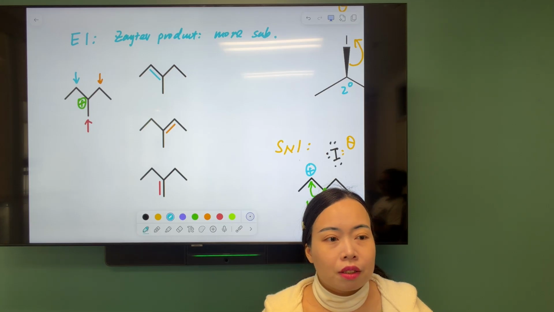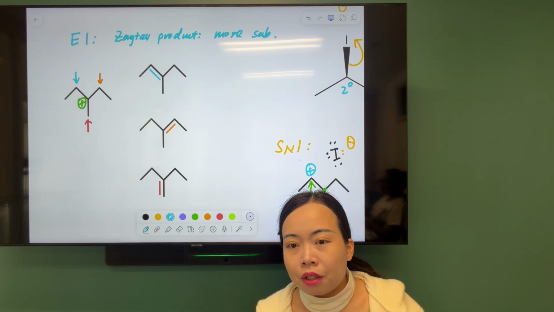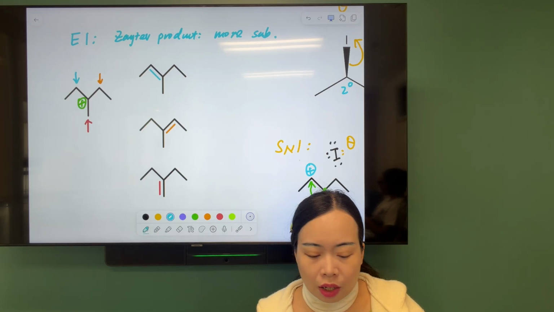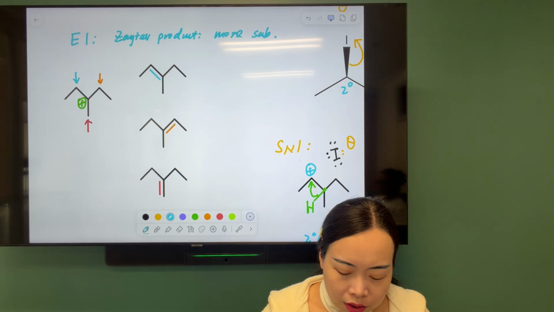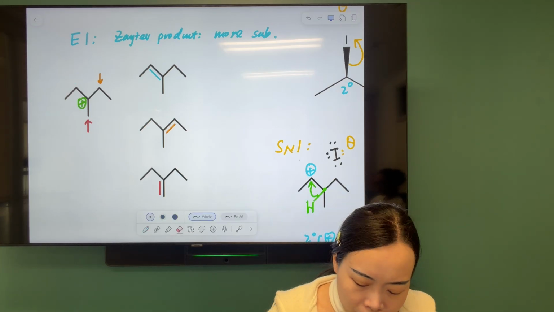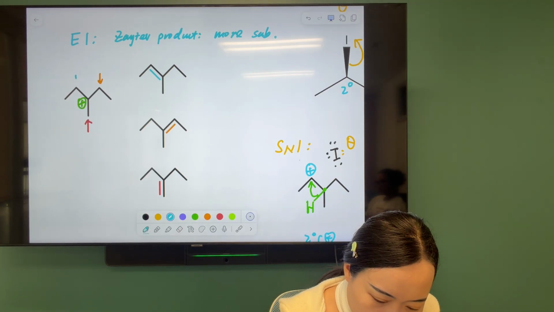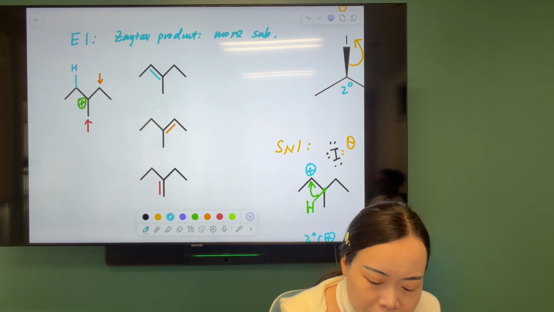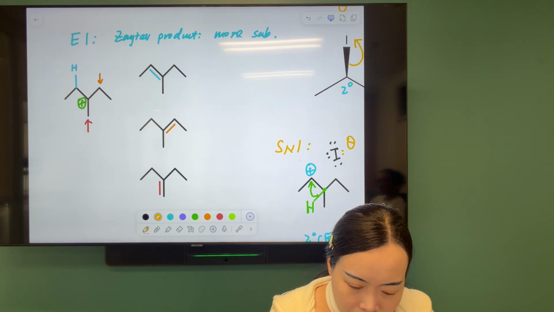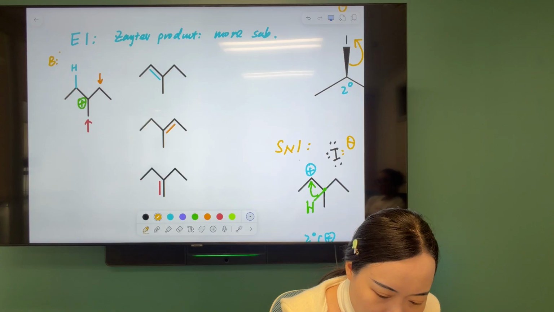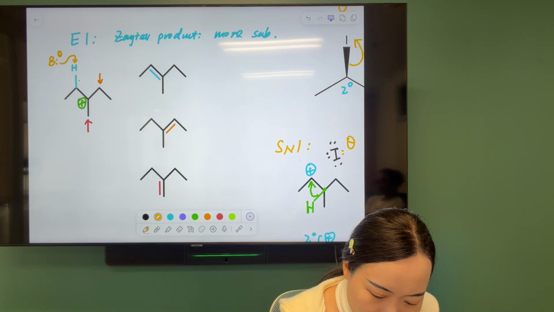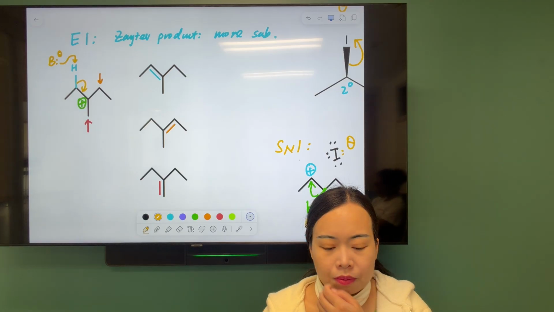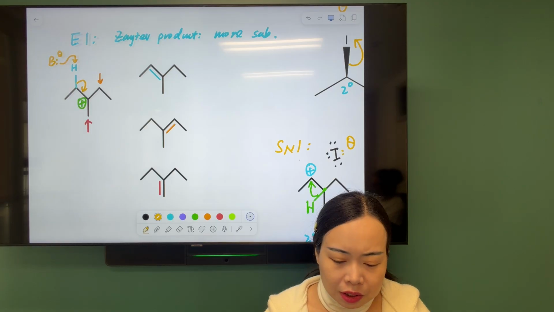Do I need to show the mechanism for this part, or are you all good? You're all good? Okay, I'll show one in case it's needed by people. So there's a hydrogen, I'll only show the blue, okay? So the base is going to grab the hydrogen. Okay, with me? It works the same.